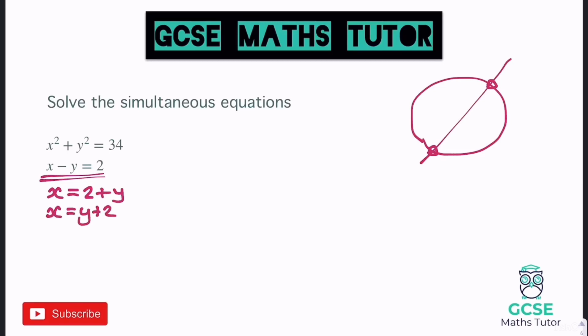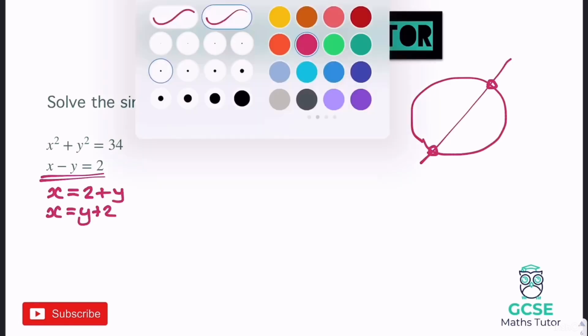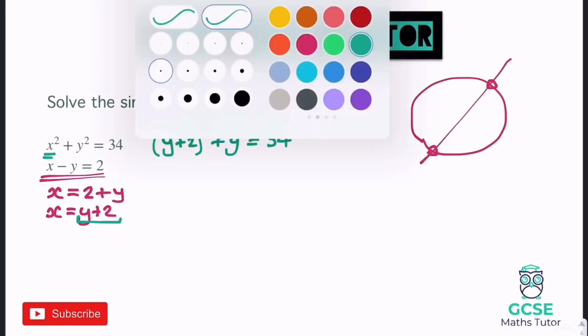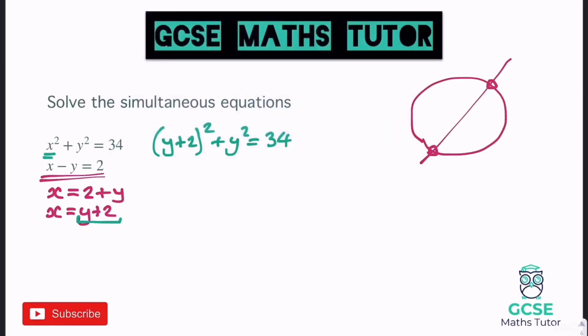Now what we can do is sub this little expression here, y plus 2, in place of the x in the first equation, this x squared. So rather than writing x, I'm going to write y plus 2. So y plus 2 squared plus y squared equals 34. Right, so we've now got an equation that has no x's in, and we know that when we've got an equation that only has one unknown in it, we can definitely solve it.